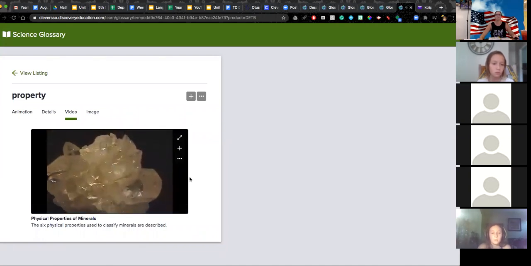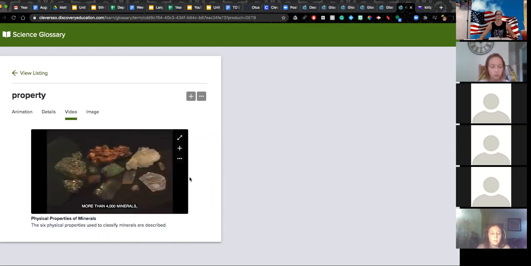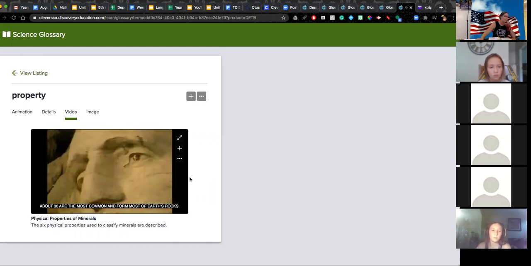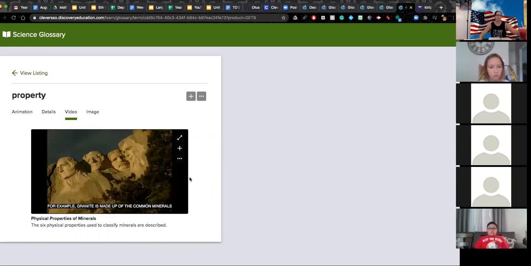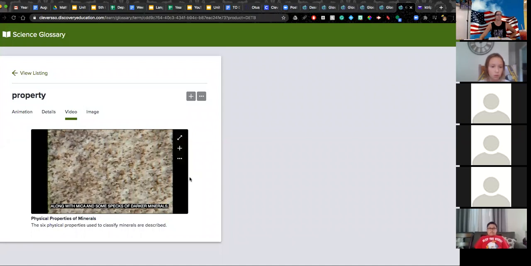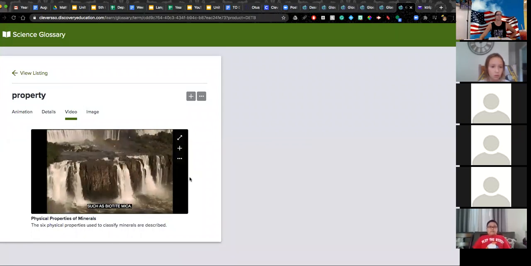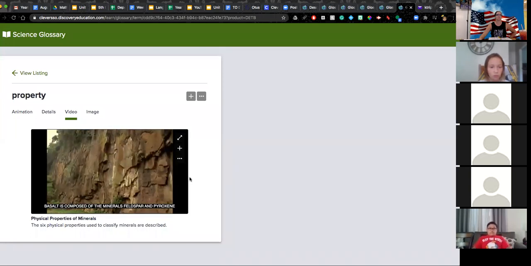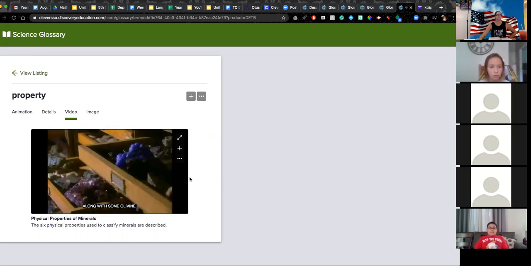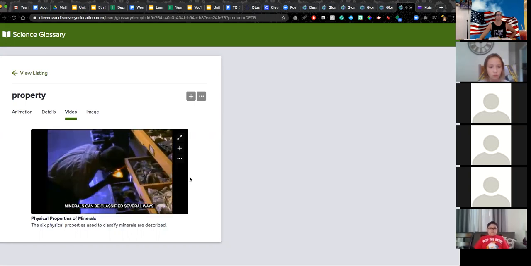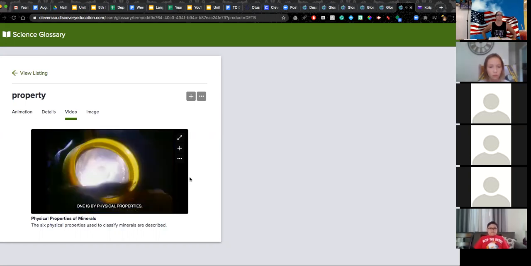Although Earth scientists have identified more than 4,000 minerals, about 30 are the most common and form most of Earth's rocks. For example, granite is made up of the common minerals quartz and feldspar, along with mica and some specks of darker minerals such as biotite mica. Basalt is composed of the minerals feldspar and pyroxene, along with some olivine. Minerals can be classified several ways. One is by physical properties, the things you can see.